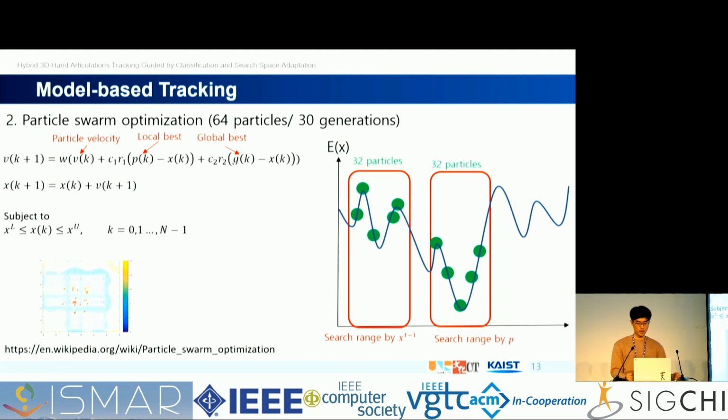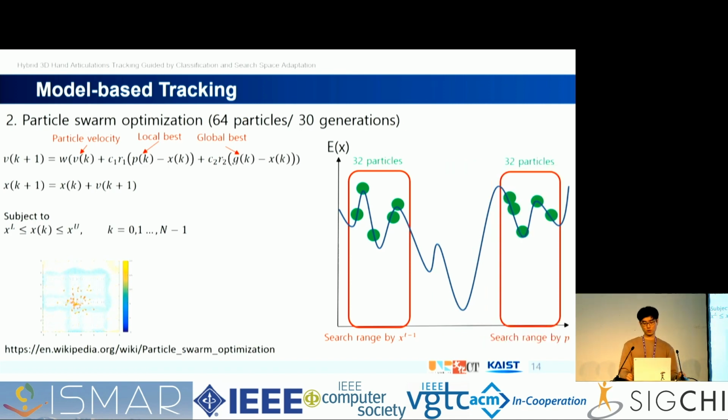In our problem, we have 2 initial solutions: one is the previous solution and the other is the CNN estimate. However, in this graph, this is a good case. Even though the search range of the previous solution does not cover the global minimum, the search range by P, which is the CNN estimate, can cover the global minimum.